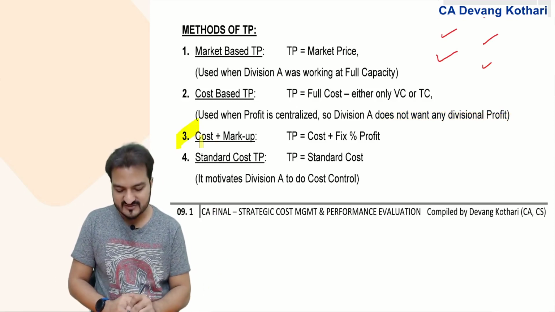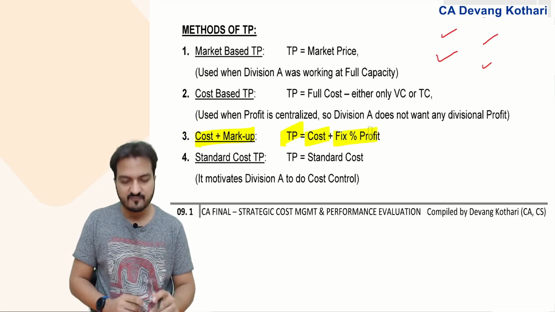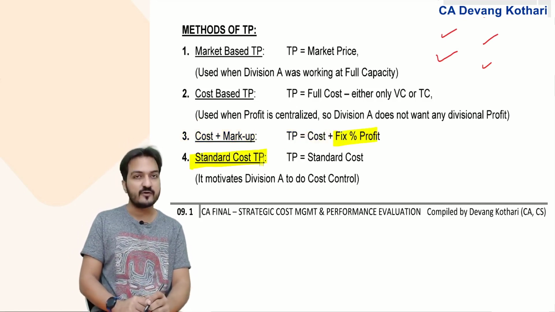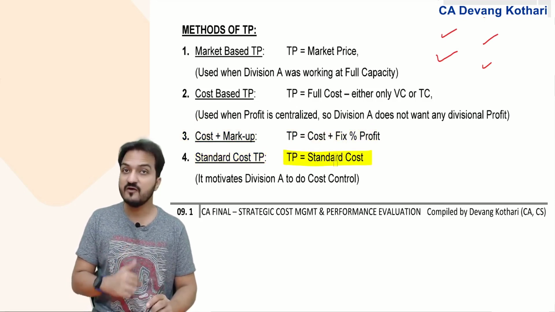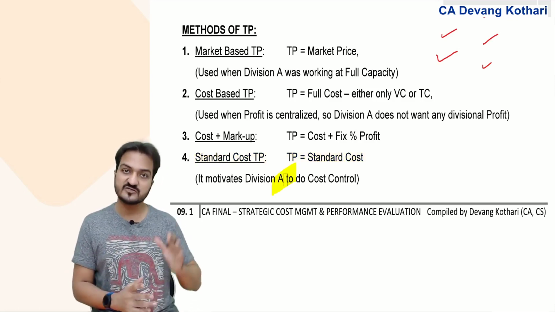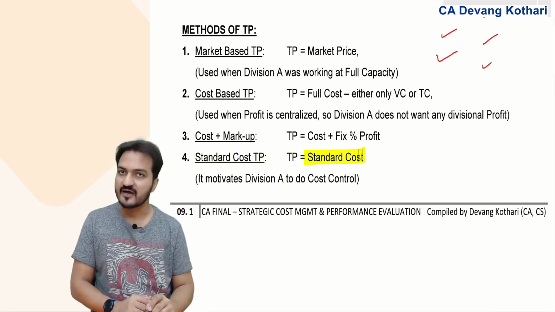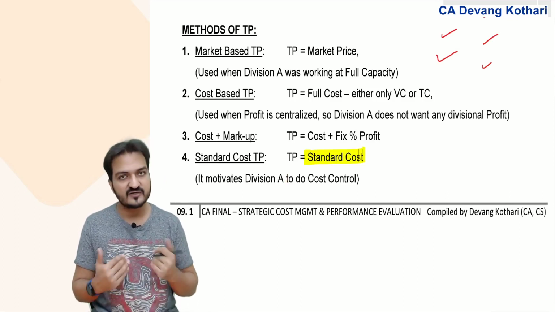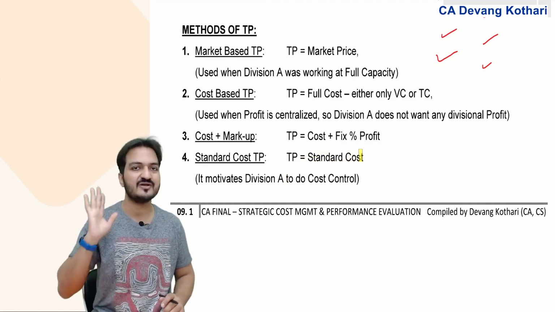The third method, cost plus markup, is a method where the transfer price will be equal to cost plus some fixed portion of profit. And the fourth method, standard cost transfer price, is where the transfer price will be equal to standard cost. This means that if division A incurs extra cost, can it recover the extra cost from division B? No. What it will charge division B is always the standard cost. If division A incurs any extra cost above the standard, you remember it is called a variance, then that variance is borne by division A itself.